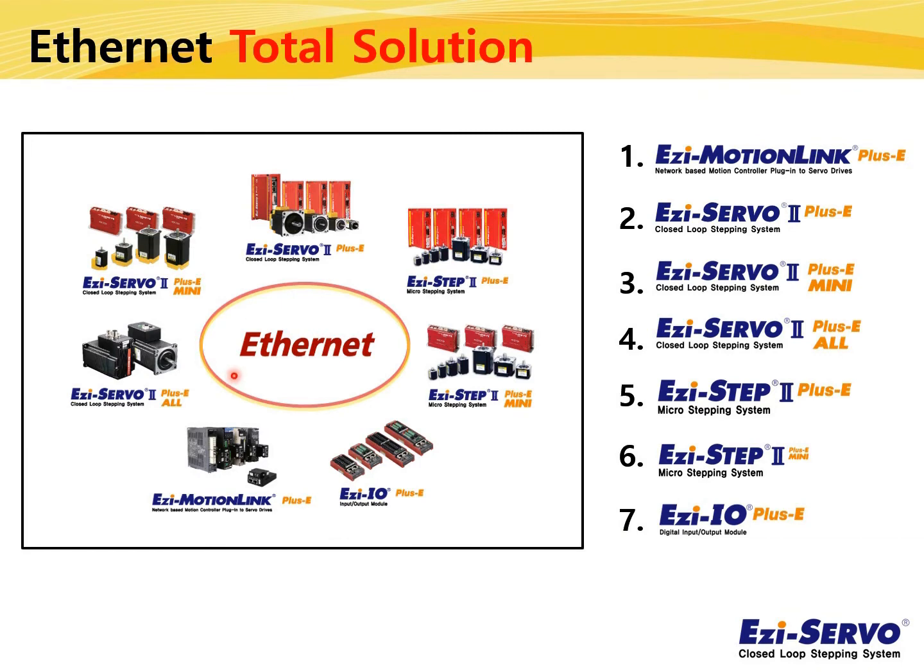From now on, I will describe the Fastech Ethernet products individually. First, Fastech currently has a one-axis motion controller, Motion Link, a closed-loop stepping system, EC Servo 2 Plus E, EC Servo 2 Plus E Mini, and EC Servo 2 Plus E All, and an open-loop stepping system, EG Step 2 Plus E, and EG Step 2 Plus E Mini, and Ethernet I/O products, Easy I/O Plus E.